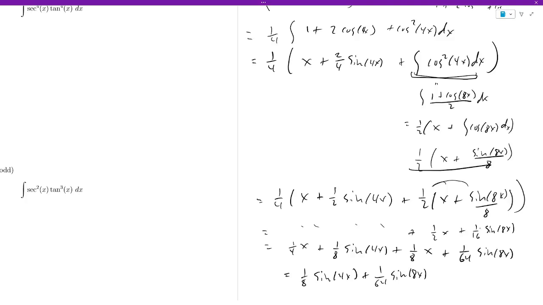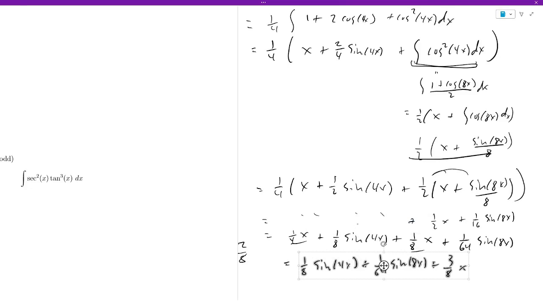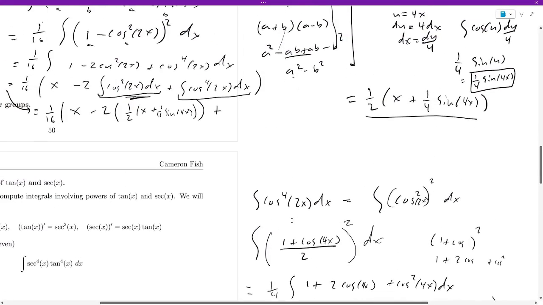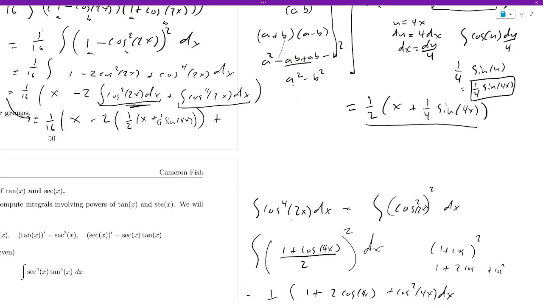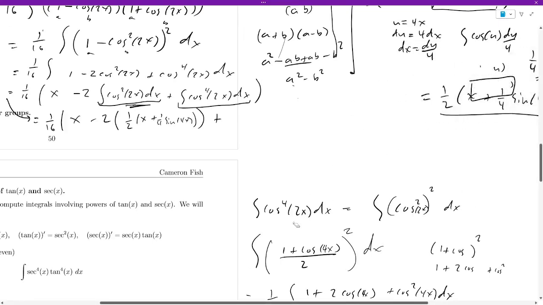But how much x do I have? I have a 4th plus an 8th. A 4th is 2/8, so I have 3/8. Okay, so that's a big thing that we can grab and put inside our other integral. So let's grab that and come back up here. Yeah, so definitely a lot of work, but I think we're pretty much done.